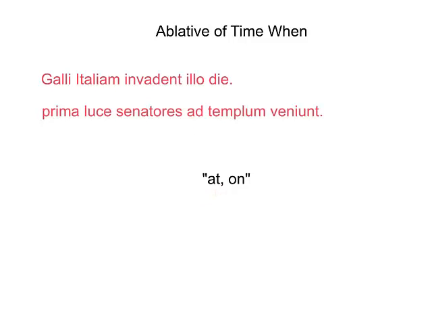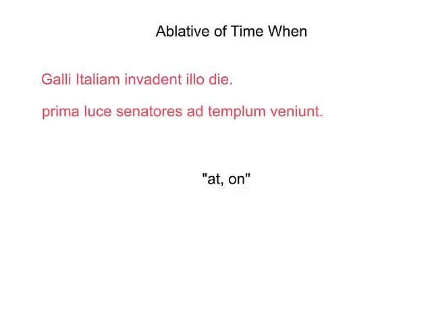And how do you know you have an ablative of time when? Well, first of all, there's no preposition. And the word die here, well, prima luce is just at first light, but usually it'll be something like die or hora or anno, something that is actually a length of time, some word that means a length of time.